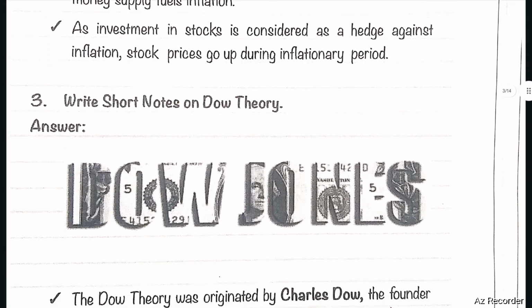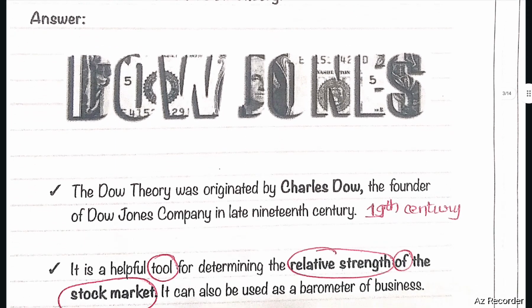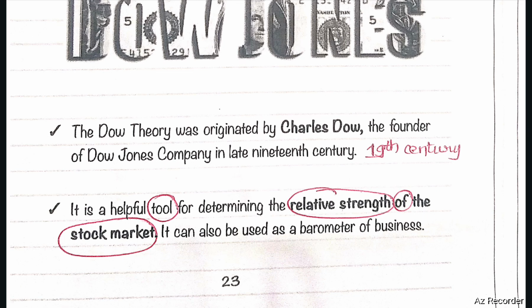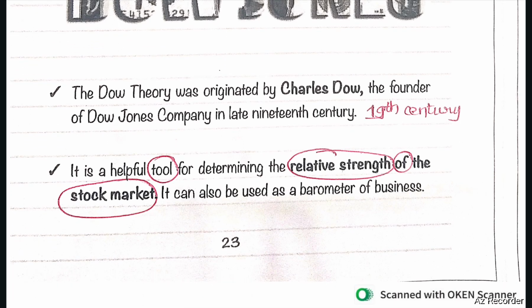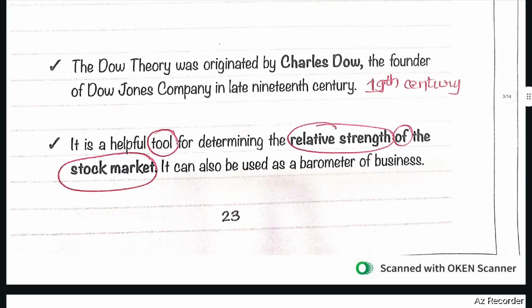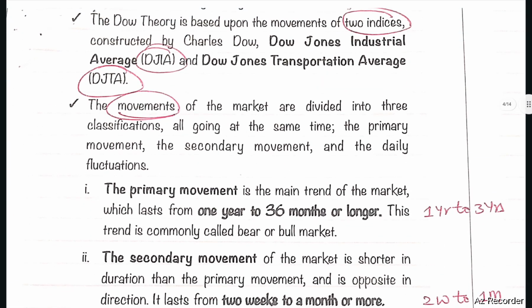Write a short note on Dow Jones theory. The Dow theory was originated by Charles Dow, the founder of Dow Jones Company, in the late 19th century. It is a helpful tool for determining the relative strength of the stock market. It can also be used as a barometer of the business. The Dow theory is based on the movements of two indices constructed by Charles Dow: the Dow Jones Industrial Average (DJIA) and the Dow Jones Transportation Average (DJTA).